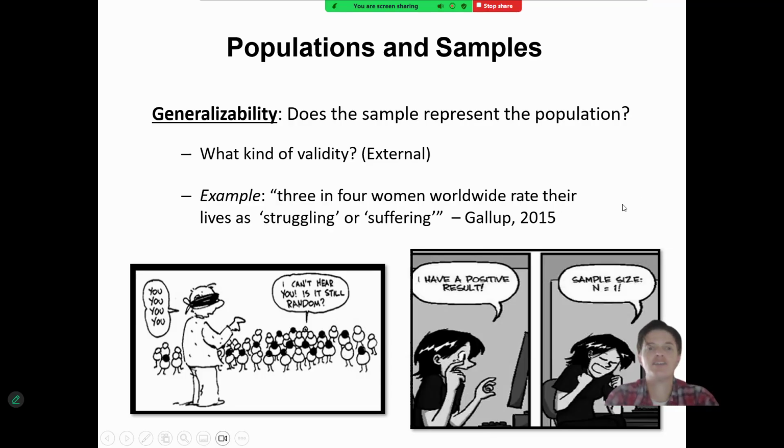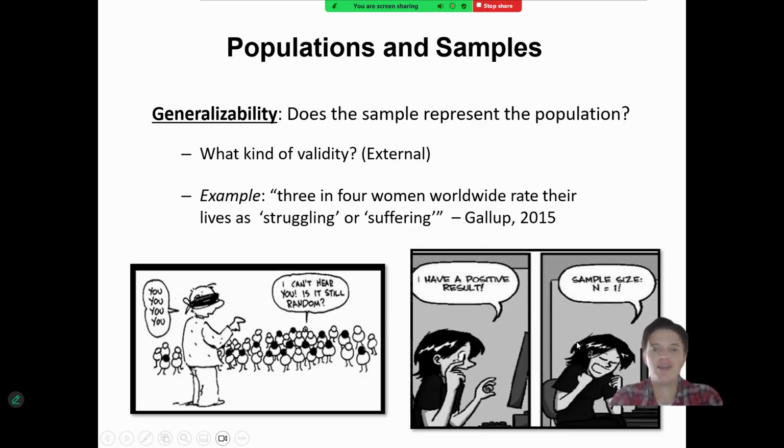If you read something that says 3 in 4 women worldwide rate their lives as struggling or suffering, what women did they interview? What women did they sample, right? We've got to look at the sample and the population. Like we were saying, worldwide, did they actually get people from around the world? Did they get people of different backgrounds? How were the people selected? These are all questions that we have to ask in order to determine if the sample represents the population at large.